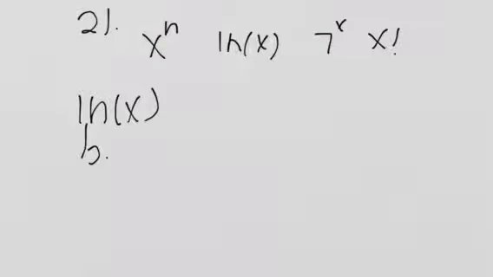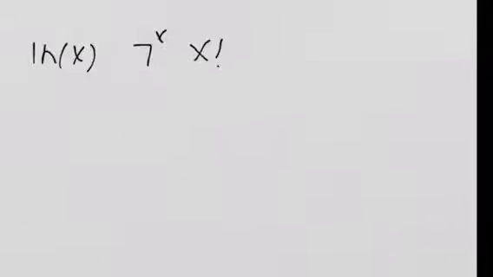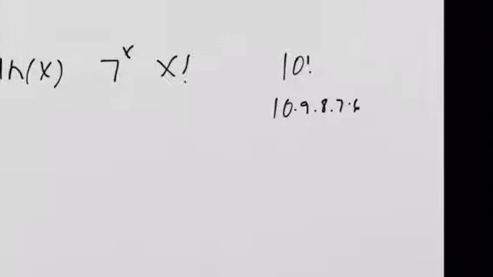Now x factorial beats all of them, because of how the factorial function works, just to remind you. If I say 10 factorial, I'm doing 10 times 9 times 8 times 7 times 6 times 5 times 4 times 3 times 2 times 1. And then if I do 11 factorial, that means I do 11 times all that. And if I do 12 factorial, it means I do 12 times all that.